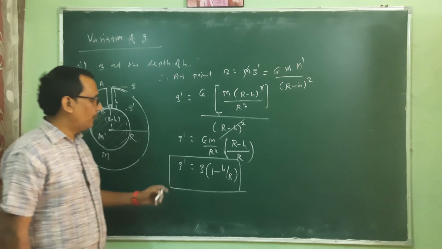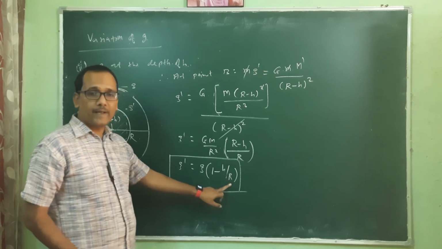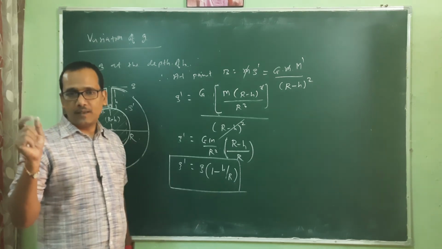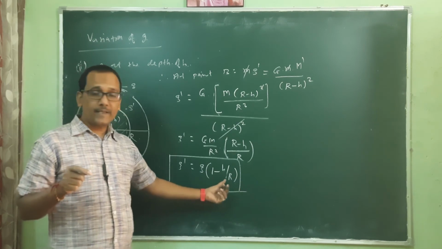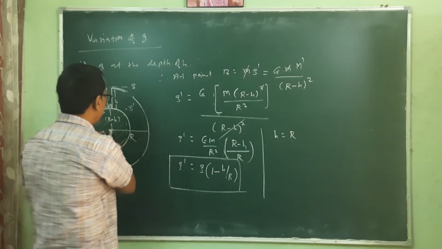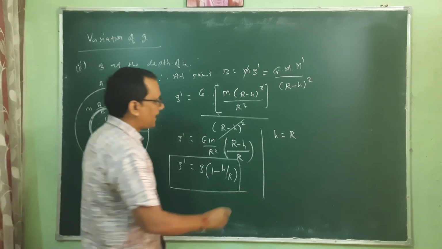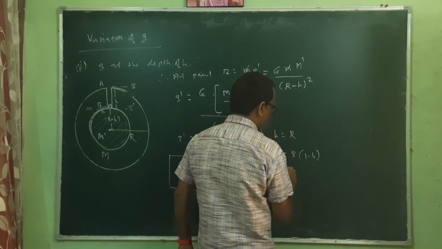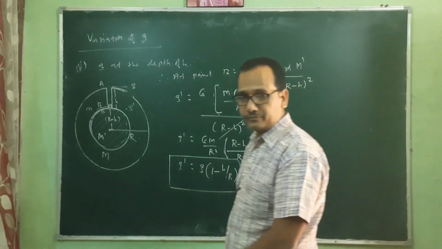Okay, so at height h, we had g prime equivalent to g times 1 minus 2h by R, and there is one approximation: h must be much less than the value of R. But here there is no such condition. g prime is equivalent to g times 1 minus h by R. If we take h equivalent to R, meaning at the center of Earth, that is complete h equivalent to R, so g prime is equivalent to g times 1 minus 1, and that is equivalent to 0. So at the center of Earth, the acceleration due to gravity is 0 according to this.